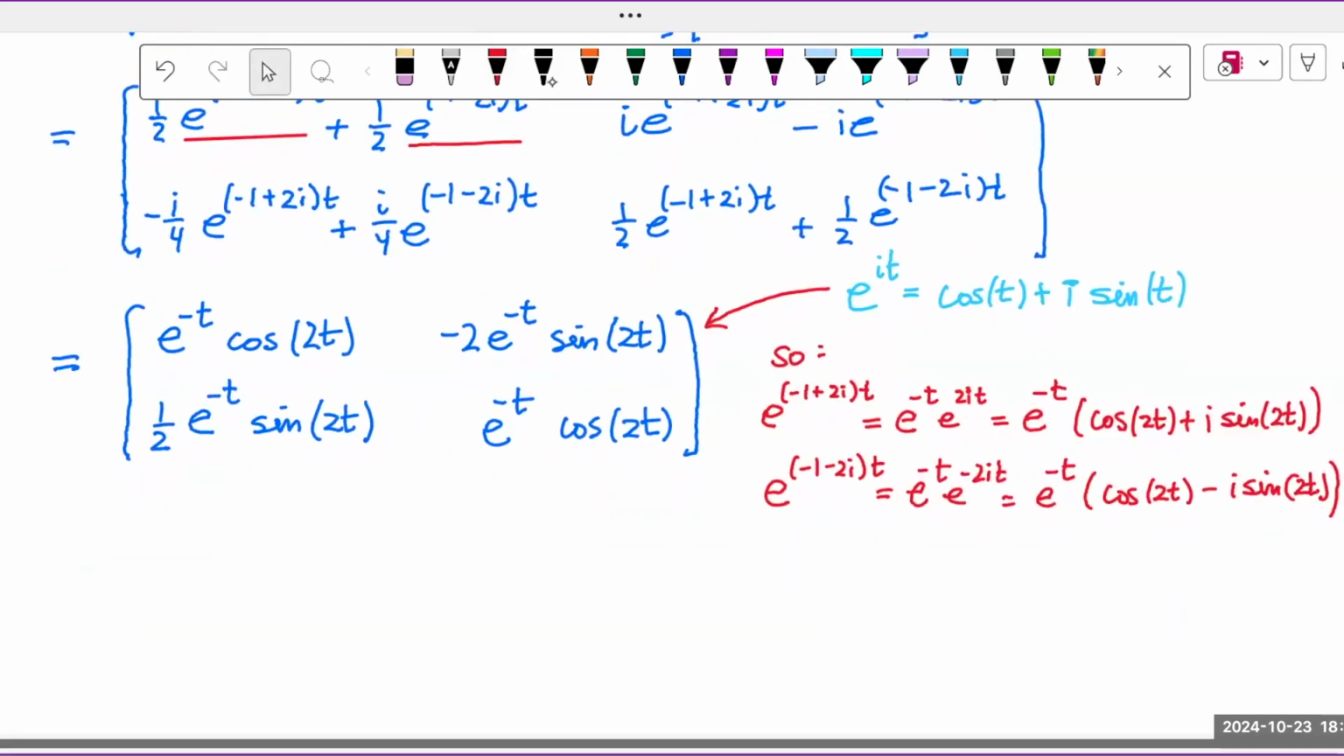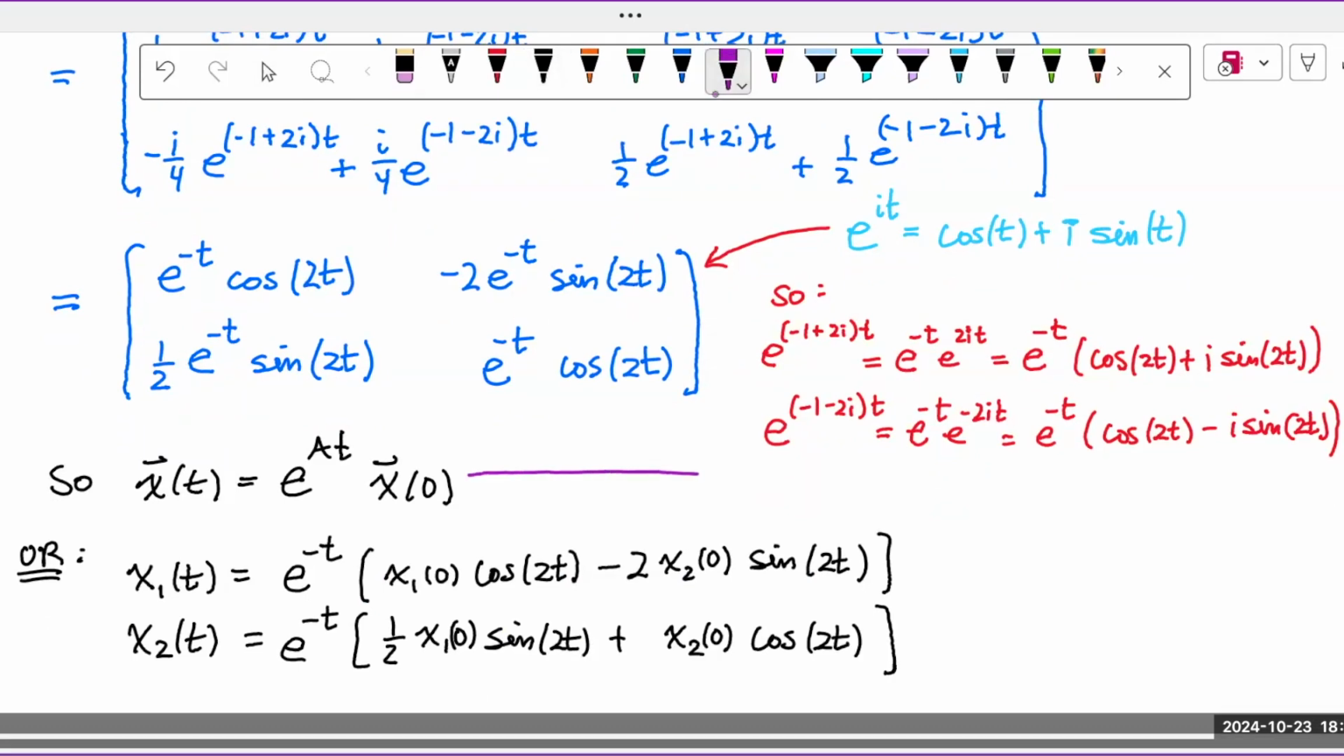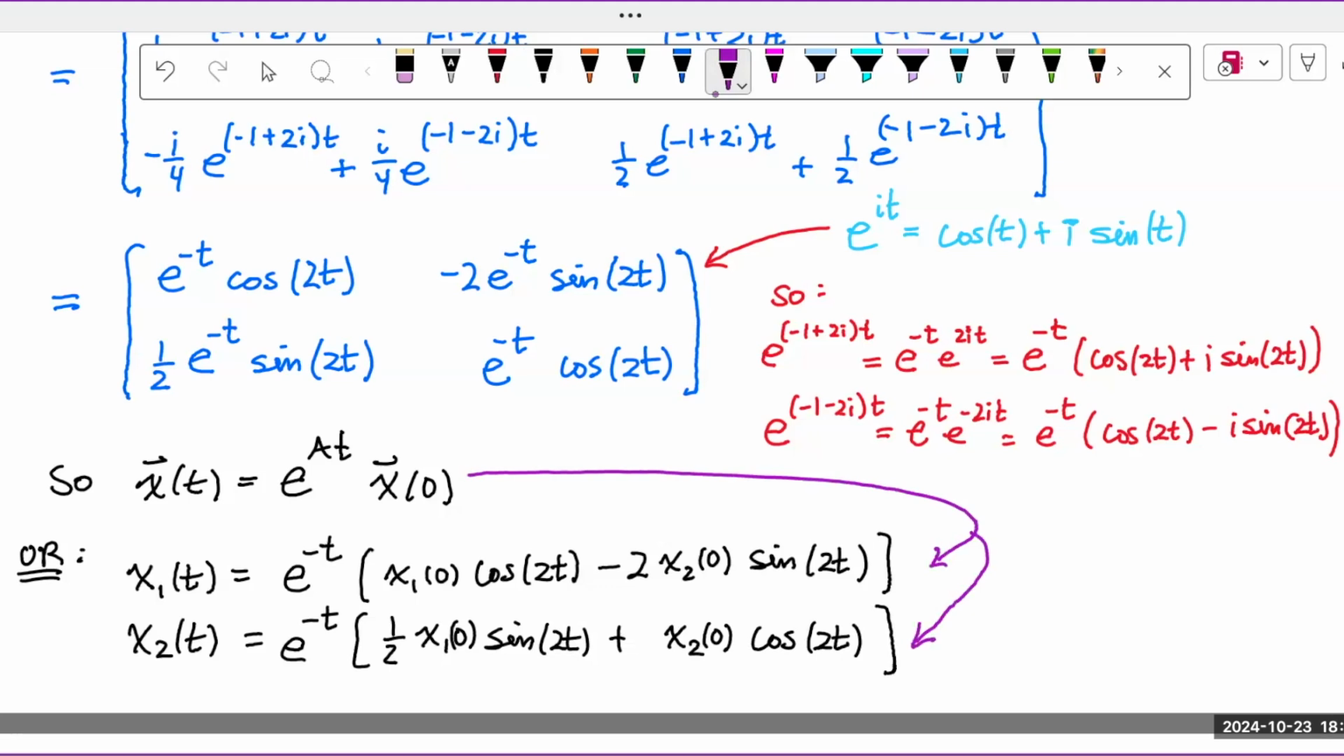Now, since we have our matrix e to the At, we can simply say that our solution is e to the At times our initial state vector. Alternately, you can list the elements of the solution x1 and x2. And these individual terms simply come from multiplying the matrix through times our initial state vector. Let's go to the next page to look at the summary of what we've done.